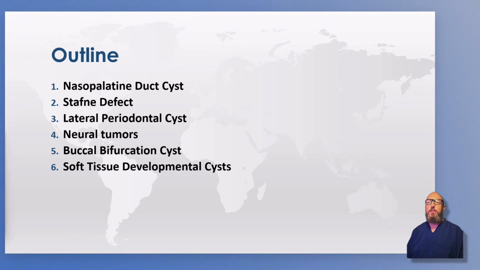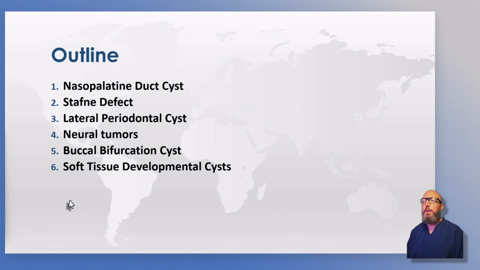So first we'll cover the nasopalatine duct cyst in the anterior midline, then the Stafne defect in the posterior mandible below the canal, the lateral periodontal cyst alongside a vital root, usually of a mandibular premolar, the benign neural tumors within the mandibular canal, the buccal bifurcation cyst at the furcation of a mandibular molar, and then we'll finish with soft tissue developmental cysts. So 6 locations, 6 answers.